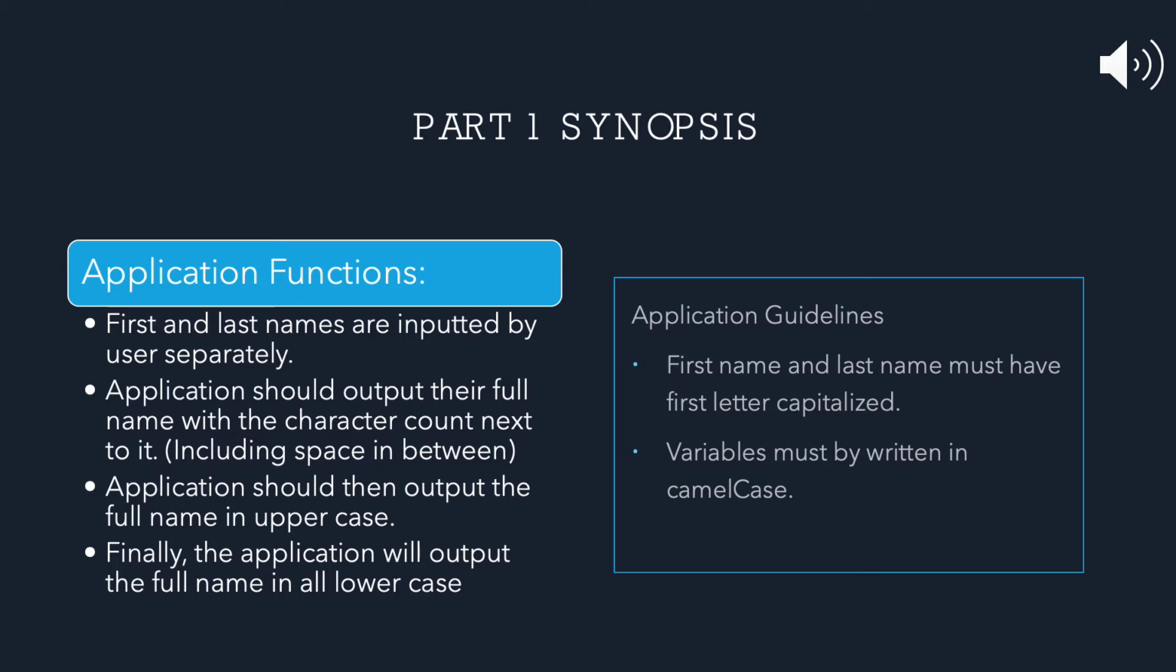Let's move on to application guidelines. We do have some guidelines that we have to follow. The first name and last name must have the first letter capitalized. Second of all, variables must be written in camel case. Camel case being such as it is in this example, camel case, and how I typed it. The first letter should be lowercase, but then any word after that has to be capitalized, even if they are written with no spaces in between.